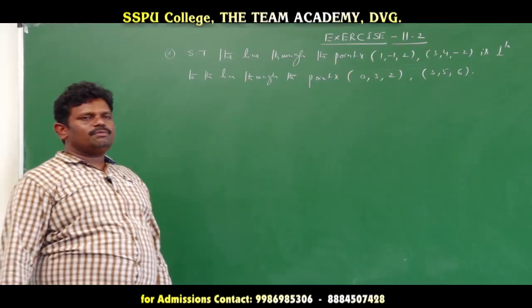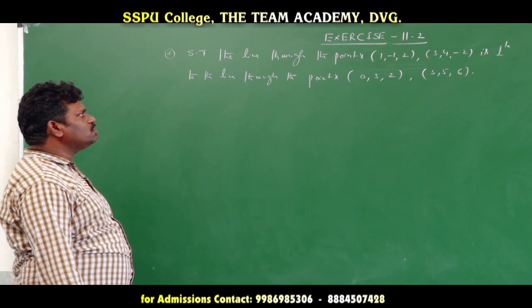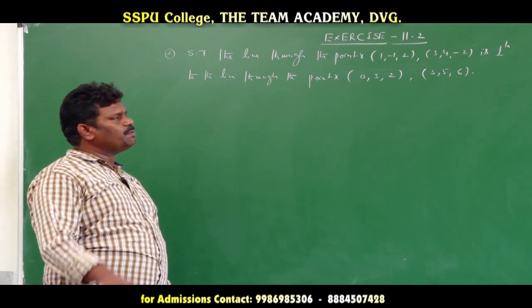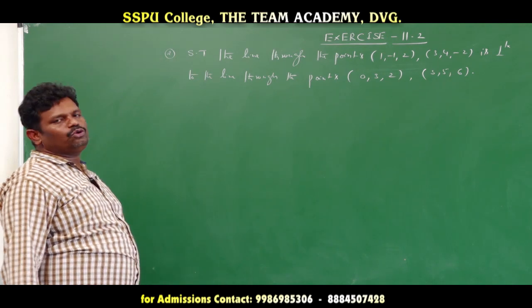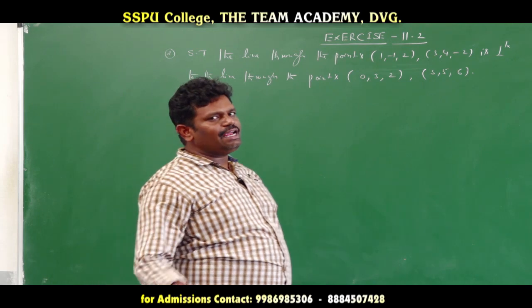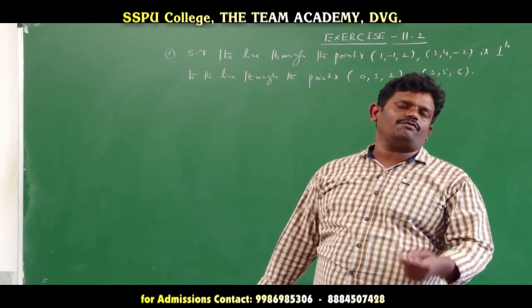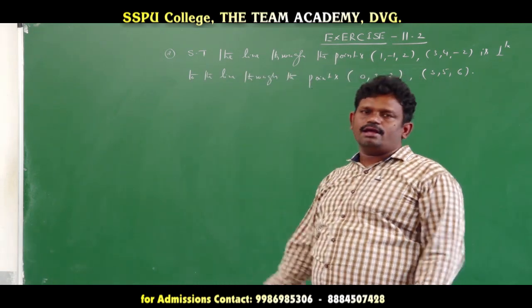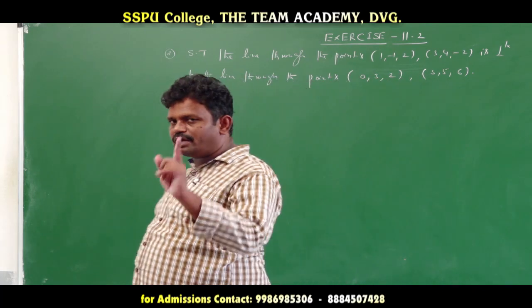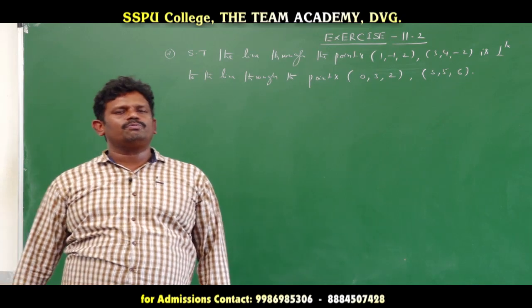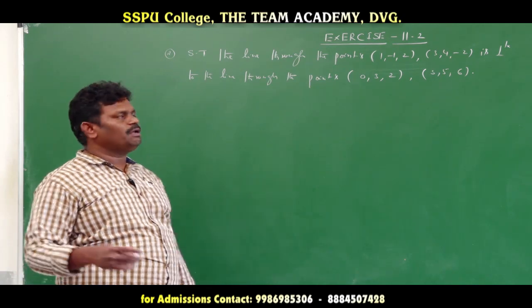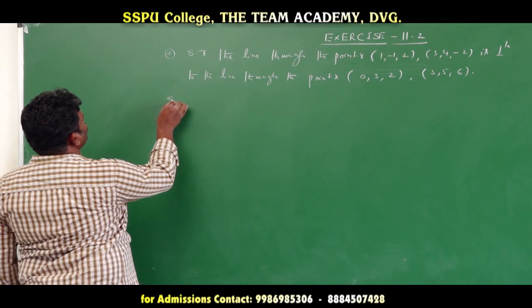Right, next question: show that the line through the points given is perpendicular to the other line through the other two points. To verify this condition, find the direction ratios of the first line and the second line. The two lines are perpendicular if a1 a2 plus b1 b2 plus c1 c2 is equal to 0.